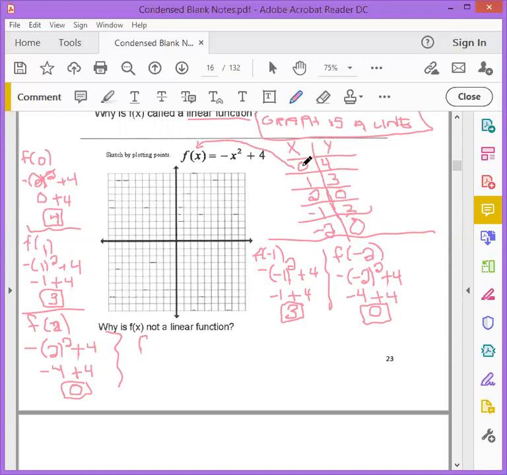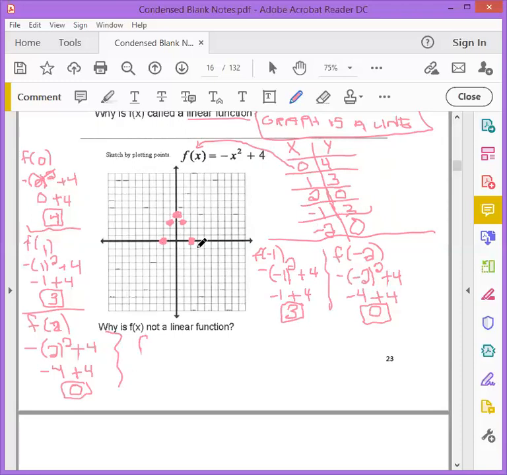Now let's plot these points. (0, 4): 0, and then up to 1, 2, 3, 4 on the y-axis. (1, 3): 1, and up 1, 2, 3 on the y-axis. And (2, 0) will be right here on the x-axis. (-1, 3): we're going to move over to -1, and then up to 3. And (-2, 0), right here on the x-axis again.